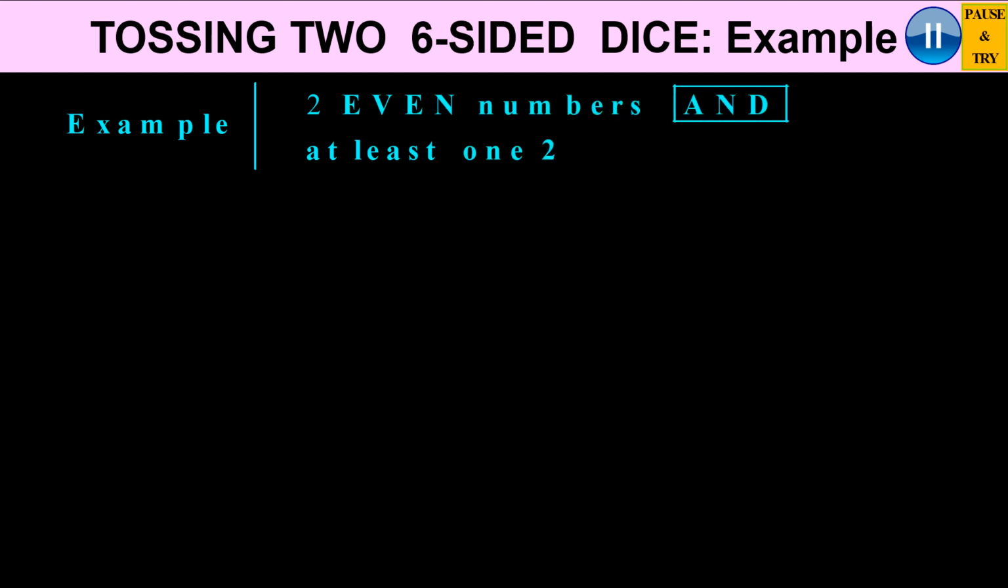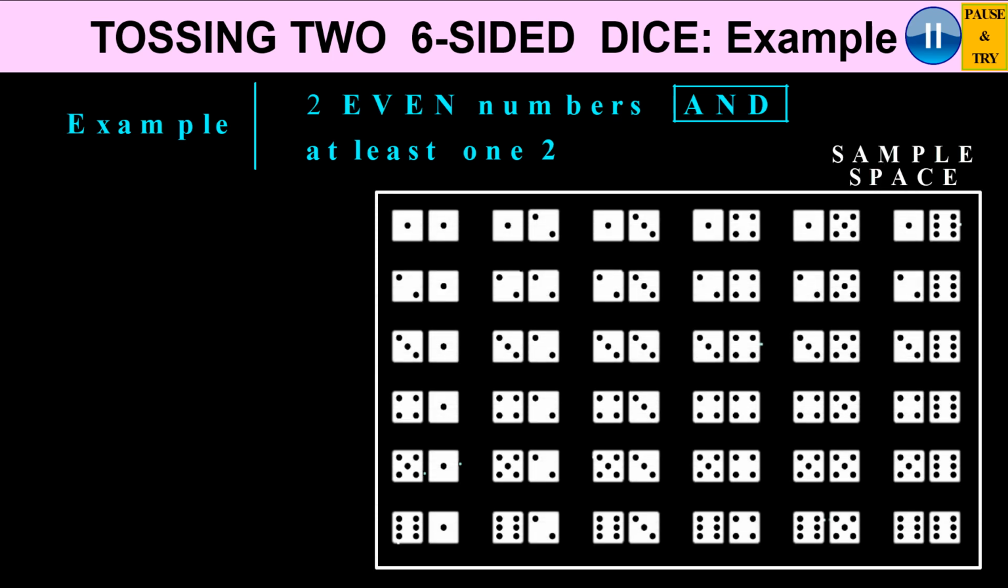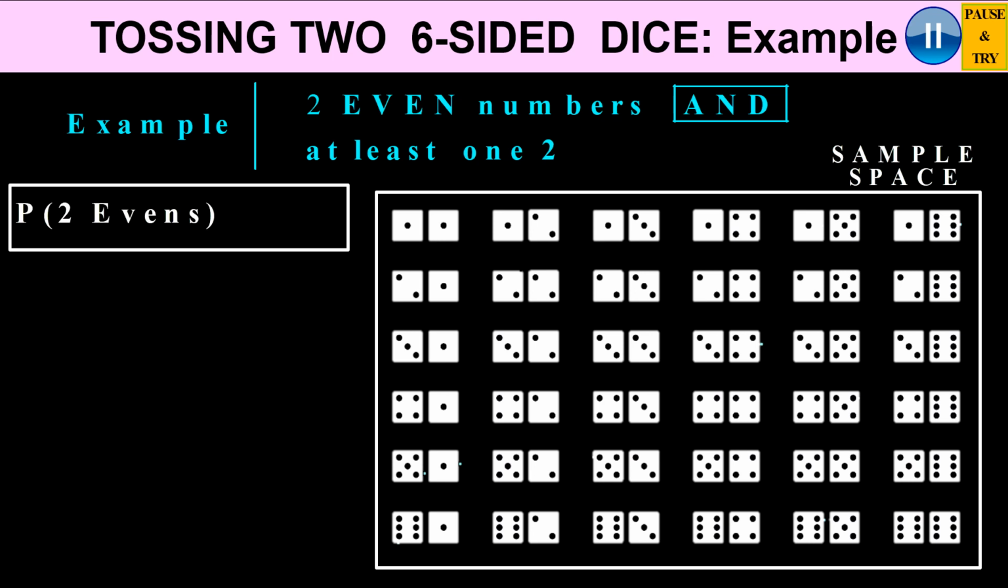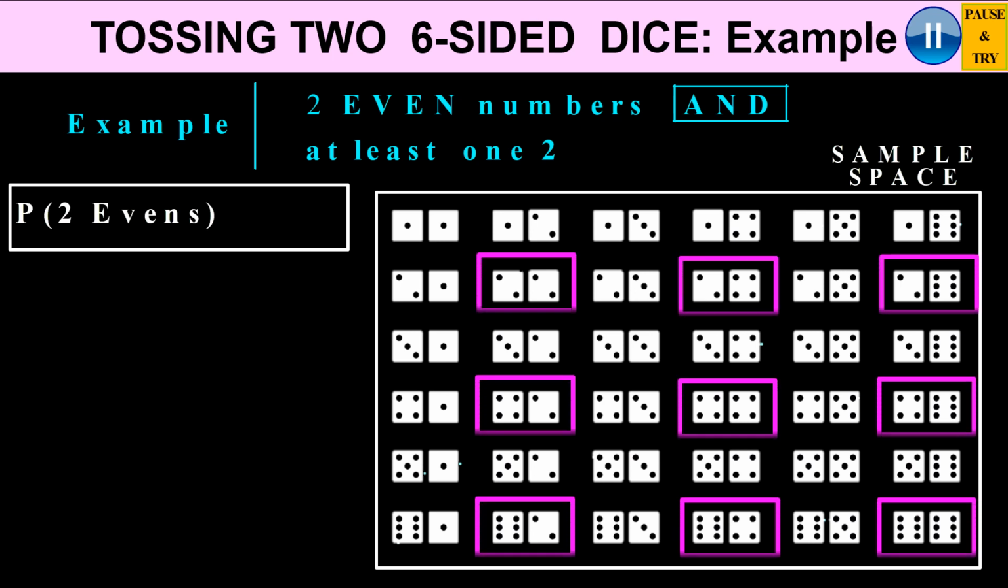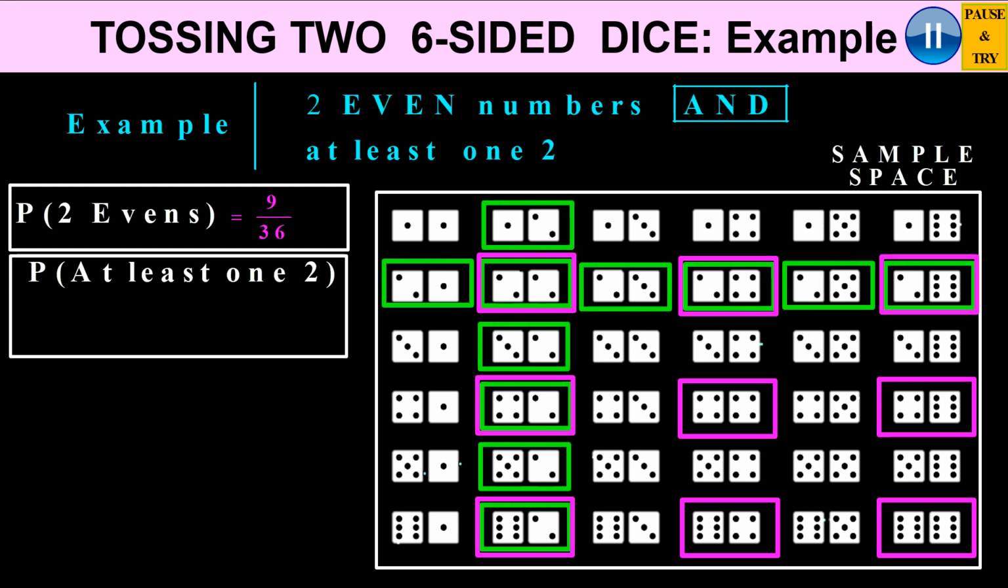Now let's look at the example where we want to have 2 even numbers and at least 1 two. So in other words, when we roll, we want to see 2 even numbers, but of those 2 even numbers, at least one of them must be a 2. Okay, so let's look at our sample space. Let's do each one separately first. Getting 2 evens, there's our 2 evens, and you know there are 9 possibilities there. Then getting at least 1 two, those are the ones with at least 1 two.